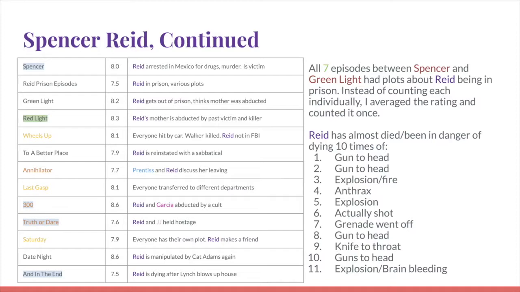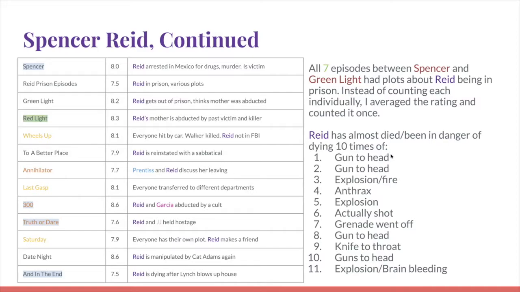And finally, the last episode, well, I should say this penultimate episode, Face Off, Reid blows up, and it ends with him fainting and having a nosebleed. And so I marked him as a victim in the final episode and in the end because he almost dies as a result of the explosion.